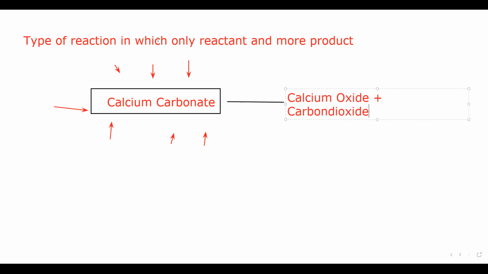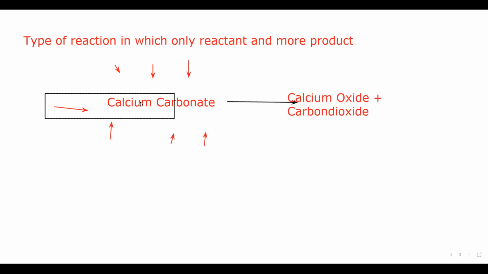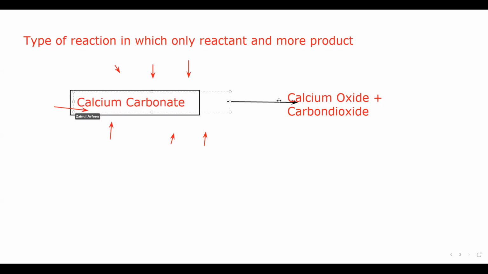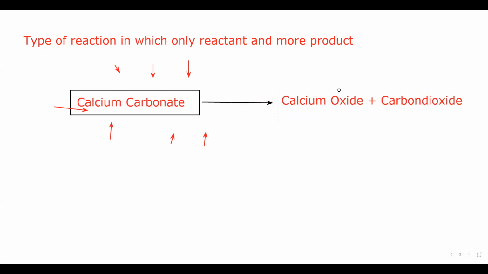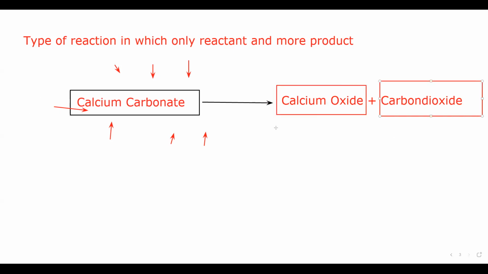So we have only one reactant, that is calcium carbonate, and we have more than one product. The calcium oxide is one of the products and carbon dioxide is a second product. So when you have one reactant and more products, what do we call this type of reaction? We call it thermal decomposition. And thermal decomposition is always endothermic, meaning it can only occur by supplying heat energy.